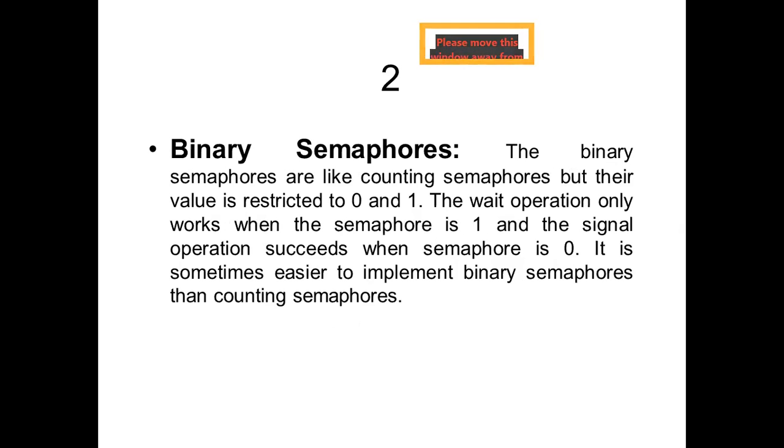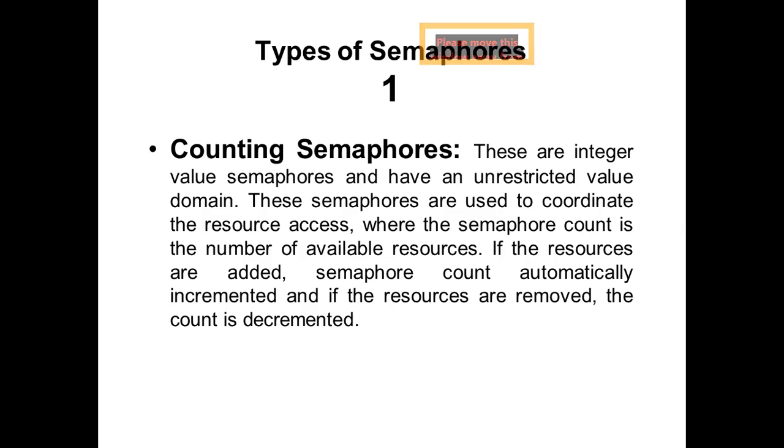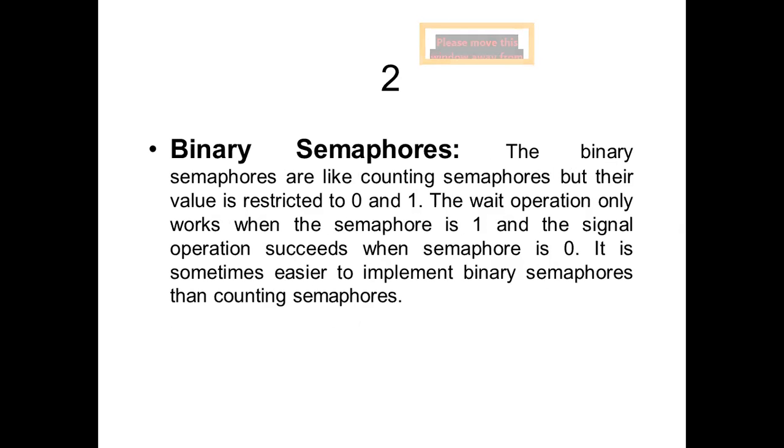Another type is the binary semaphore. This is what we call the counting semaphores, and another is the binary semaphores. The binary semaphores are like counting semaphores, but their value is restricted to 0 and 1. The wait operation only works when the semaphore is 1. When the integer value is 1, it means the wait operation will work. And the signal operation succeeds when the semaphore is 0.